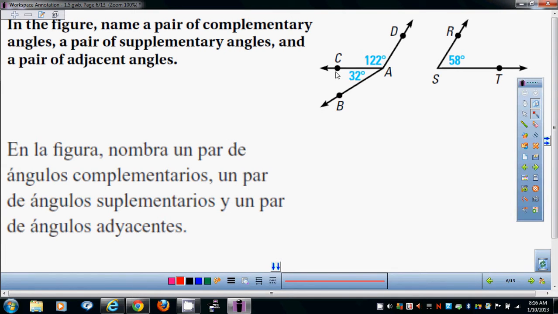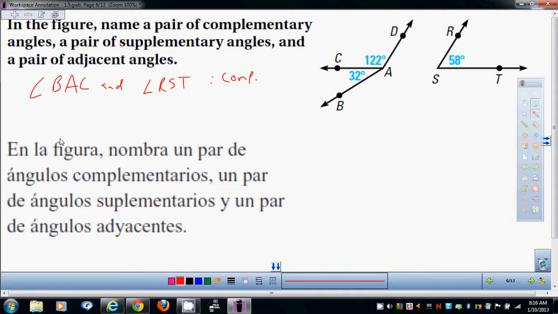Yeah, well, how would you label that angle? ABC technically means this angle, because B would be the vertex. So you would have to call it BAC or CAB. So we'll call that angle BAC. And what angle is complementary? RST. Very good. They add to 90. 32 plus 58 is 90. Those two are complementary. What two angles are supplementary?